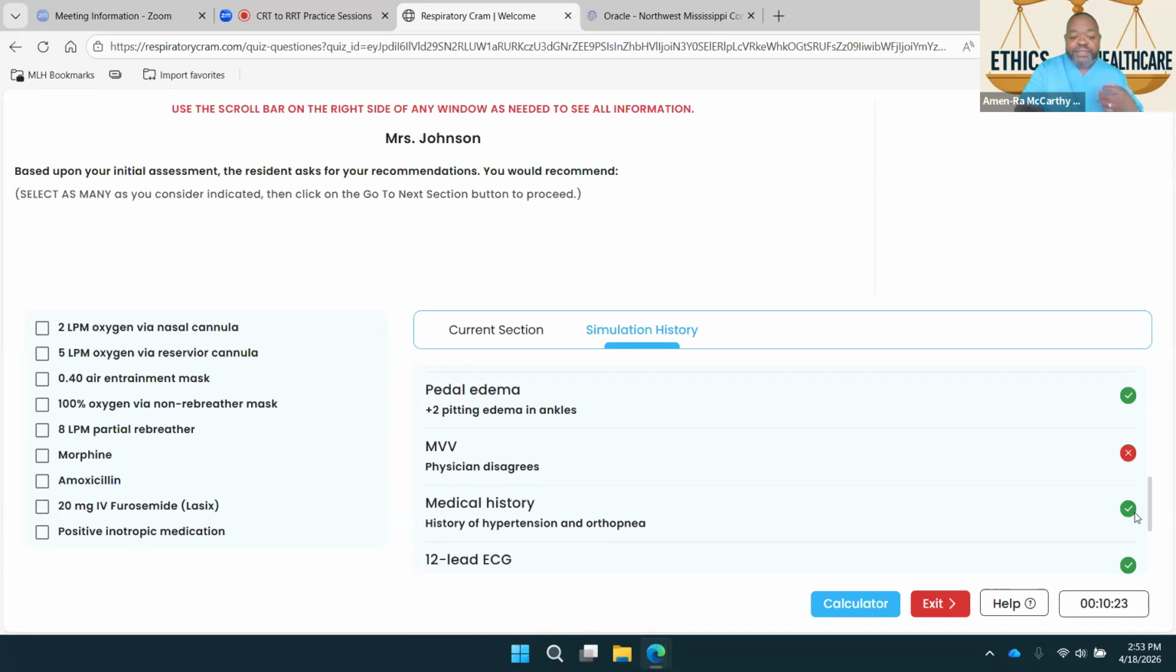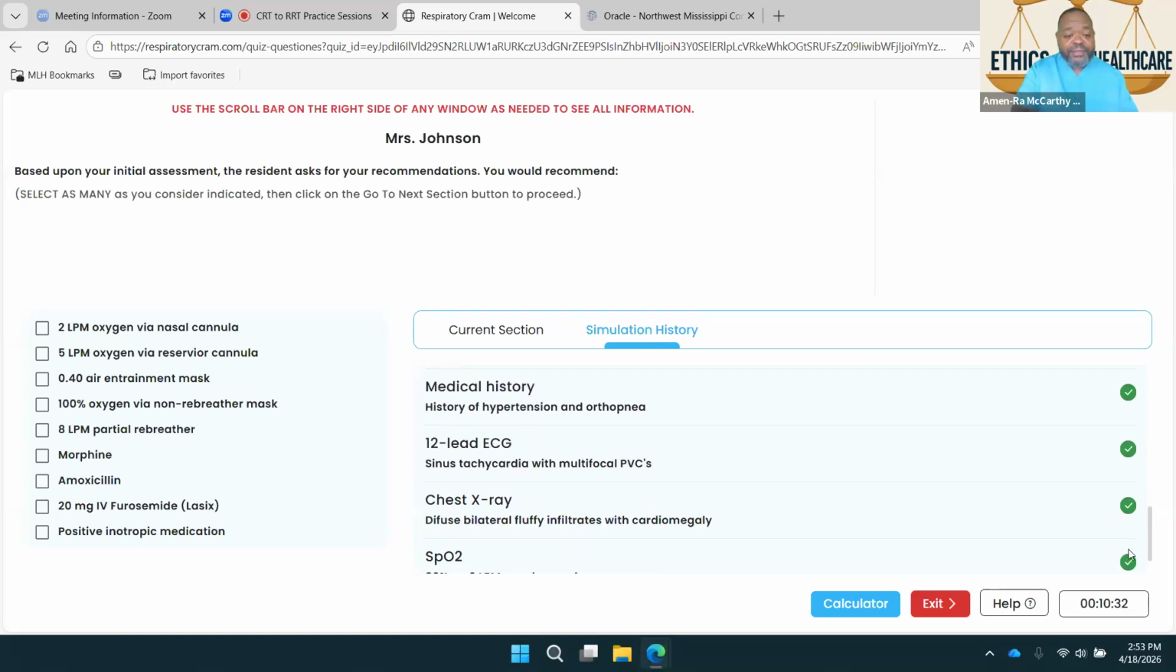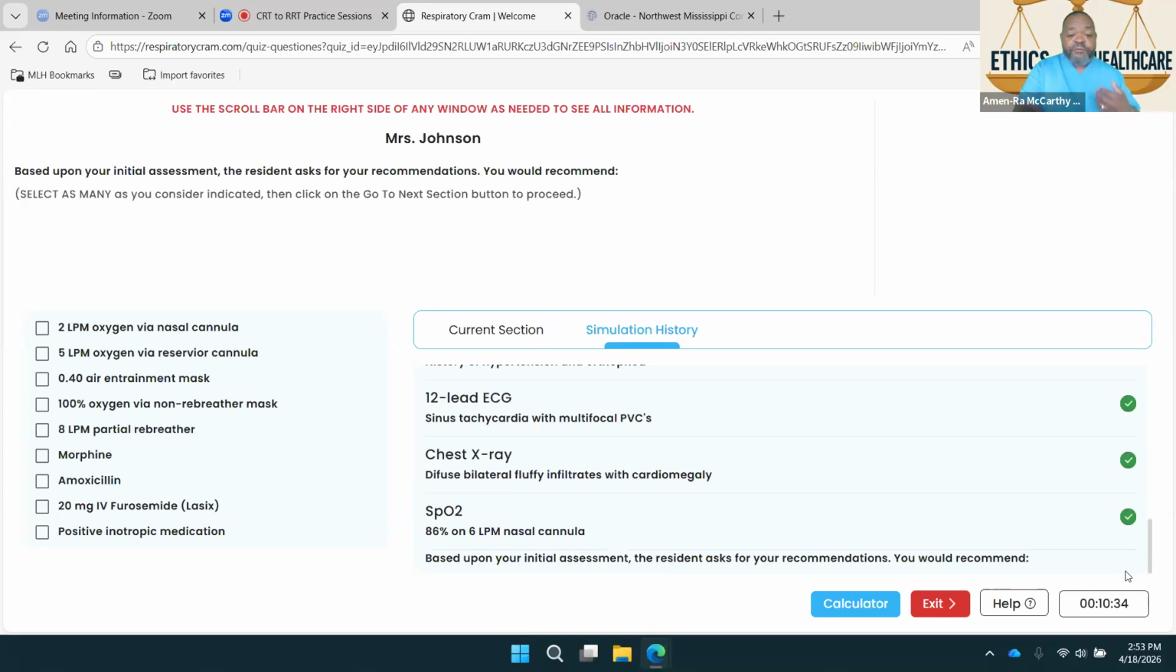The medical history: she has a history of hypertension and orthopnea. The EKG shows a sinus tach with multifocal PVCs, right? She has diffuse bilateral fluffy infiltrates with cardiomegaly, and she sat in 86% on 6 liters of oxygen. Now, based on this, the physician asked us for our recommendations.